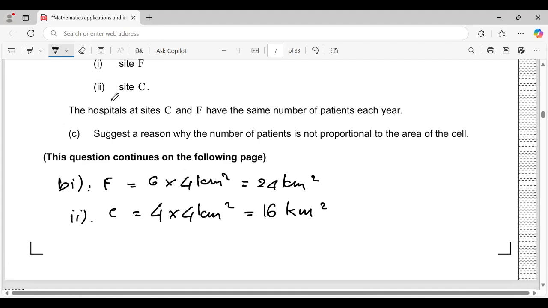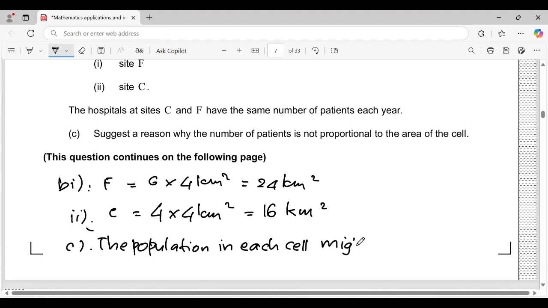Next, part C. The hospitals at site C and F have the same number of patients each year. Suggest a reason why the number of patients is not proportional to the area of the cell. Because the population in each cell might be equal.